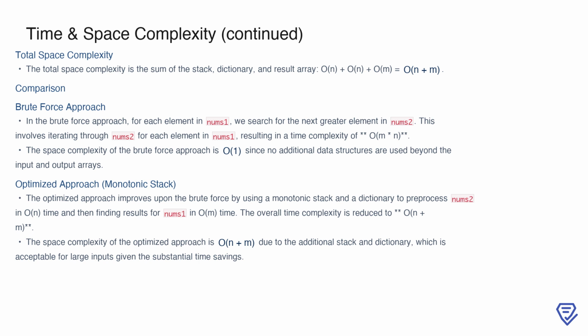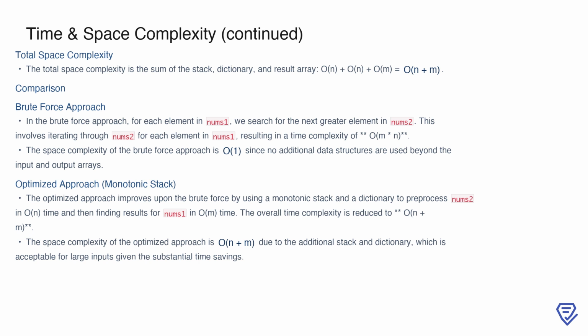To understand why this is efficient, let's compare it to the brute force approach. In the brute force method, for each element in nums1, we iterate through nums2 to find the next greater element. This results in a time complexity of O(m*n), which can become prohibitive for large inputs. Additionally, the brute force method requires no extra space beyond the input and output arrays, making its space complexity O(1).